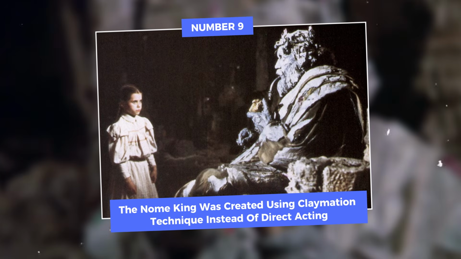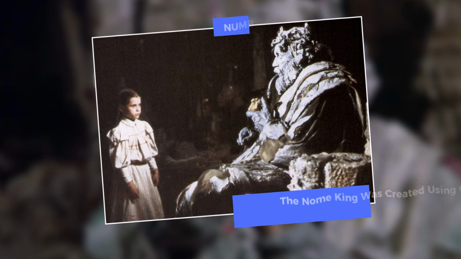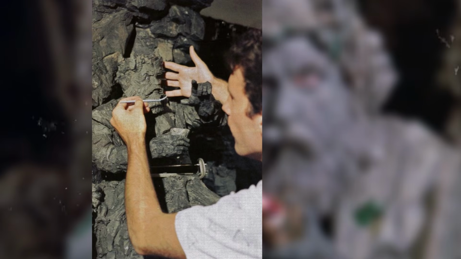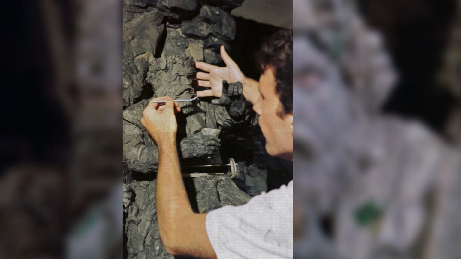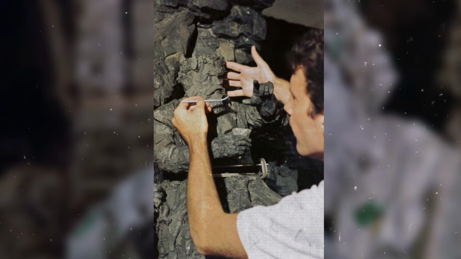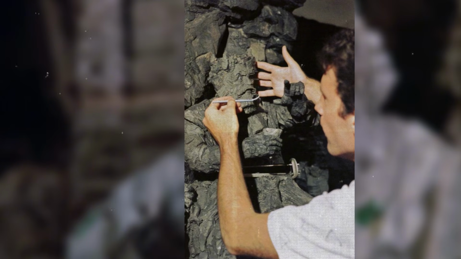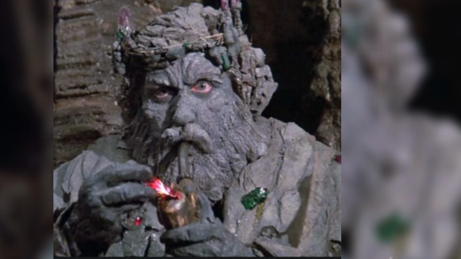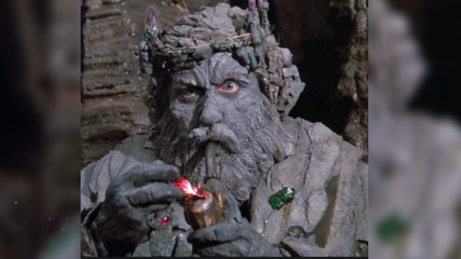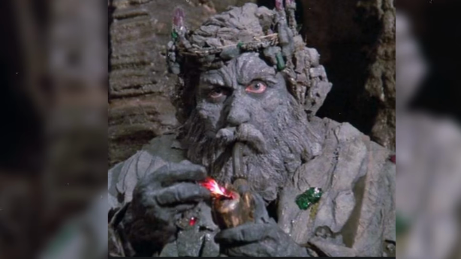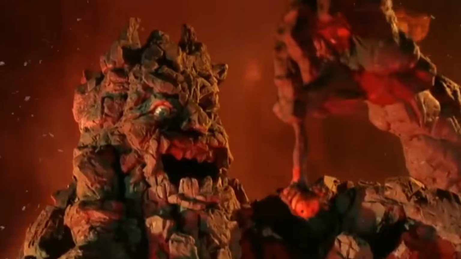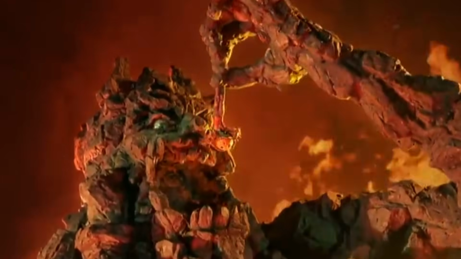Number 9. The Gnome King was created using claymation technique instead of direct acting. This character in Return to Oz was not portrayed by an actor or costume, but was built entirely with stop-motion animation. The Gnome King's face was made from material that could be molded and changed shape, allowing continuous transformation during conversation. Each small movement on the face, from opening the mouth, changing expressions, to deforming the facial structure, was done by manually adjusting each detail.